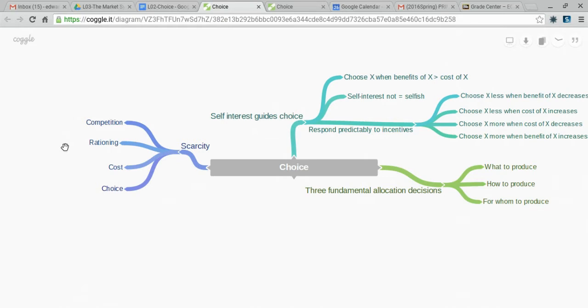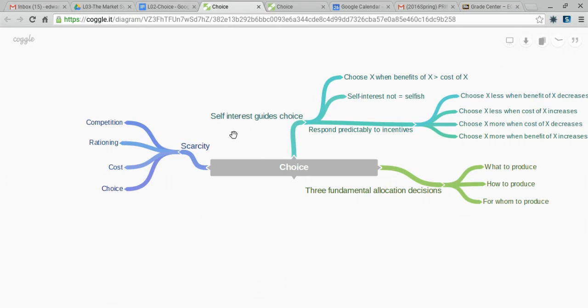Scarcity also means that rationing will occur. People are unable to obtain all the things they want, which means some mechanism must exist to determine who gets how much of all the goods and services that they'd like to obtain. Finally, scarcity gives rise to competition. Since we can't get all that we want, we're going to strive to obtain more of the things that we'd like to have. This striving, this attempt to get ahead, is competition.